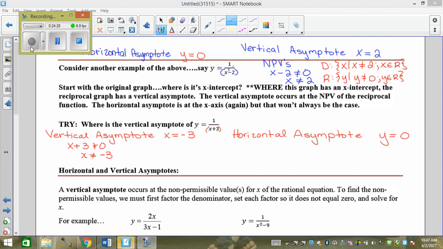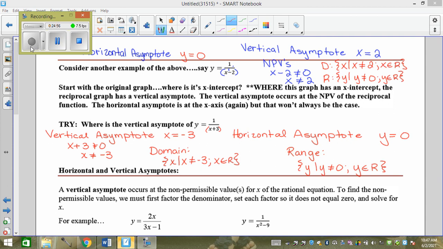Okay? My domain is going to be x such that x cannot equal negative 3. And my range is going to be y such that y cannot equal 0. Now, you can always plug these in. So please type it into your calculator and see if that verifies what you see in front of your face.